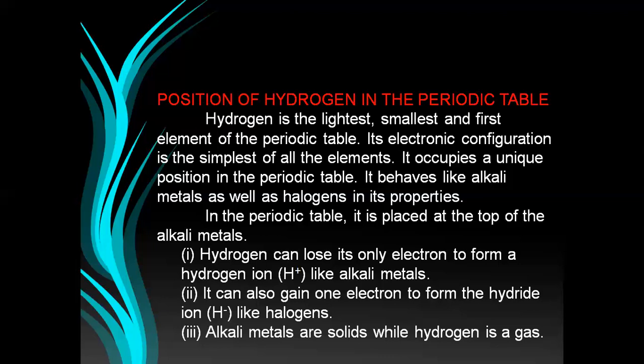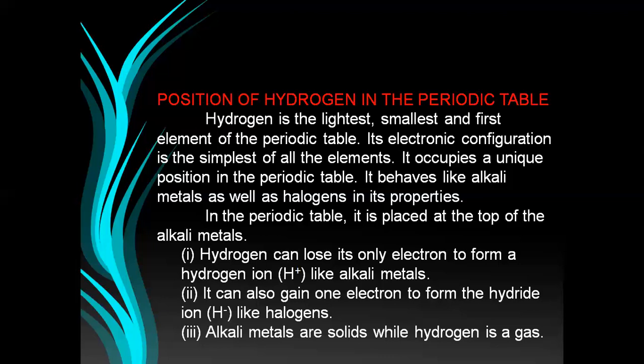But all the alkali metals are solids, but hydrogen is a gas. So it has a specific place in the modern periodic table, at the top of the alkali metals, that is group 1. The atomic number of hydrogen is 1, so it is present at the top of the modern periodic table.